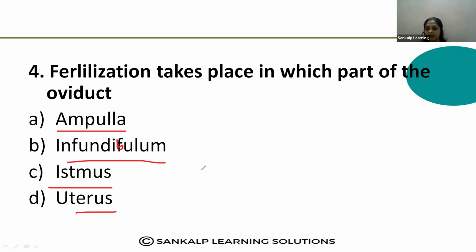Yes, ampulla. Yes, many students are writing the correct answer. That is the fourth one. Fertilization does not take place at the uterus. Don't write the wrong answer. Not at the isthmus. It takes place at the ampulla region. Not at the uterus. Not at the isthmus region.